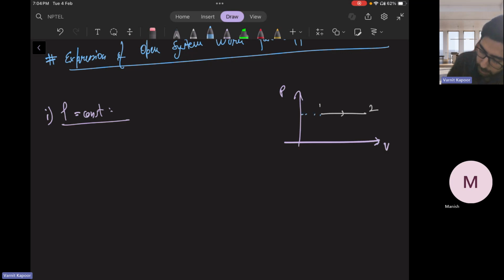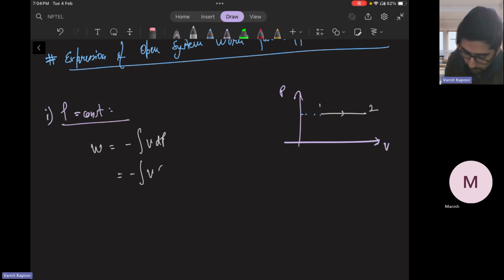You'll project this on the pressure axis because it's an open system work. So work done is minus of V dP. There is no change in the pressure, so V into 0 will be 0, right?